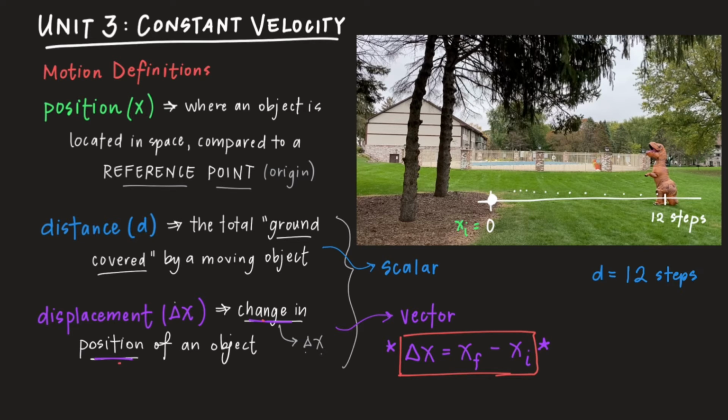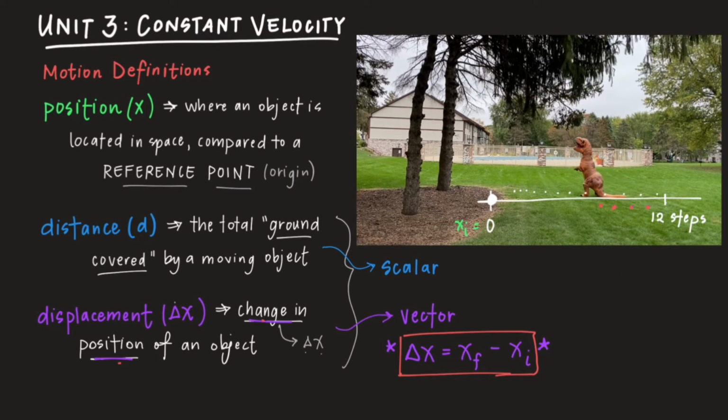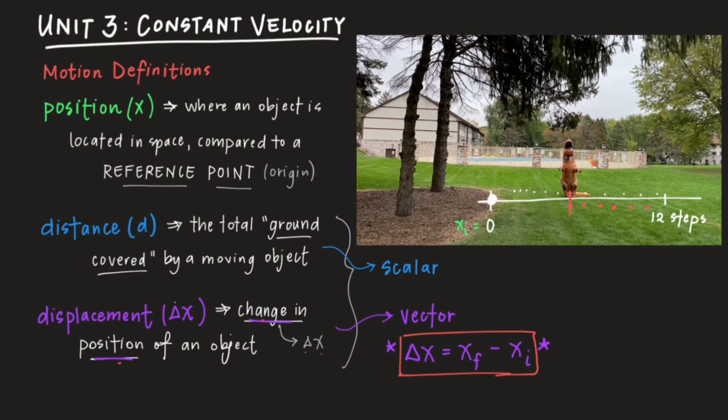So my distance would be 12 steps. I took 12 steps. That's the total ground I covered. But my displacement is also 12 steps, and it's 12 steps to the right. But then I can travel back towards the tree. I can take 6 steps back towards the tree. Well, what's my distance and displacement now?